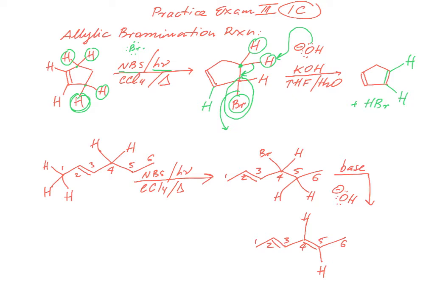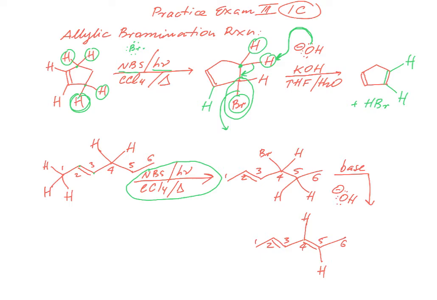So again, base deprotonates the alpha carbon, carbon next door to the alkyl halide, bromide is expelled, and we form a double bond. So one more example using an open chain alkene. Here we have a 6-carbon chain with the alkene between carbons 2 and 3. And the reaction conditions indicate that we'll have a free radical allylic bromination.